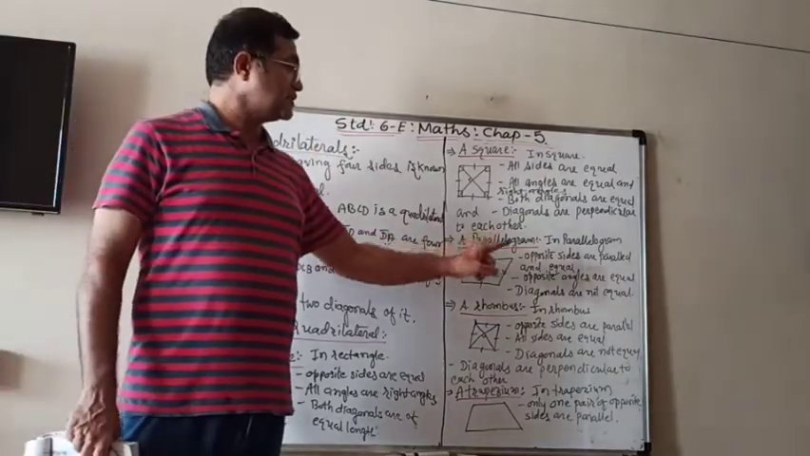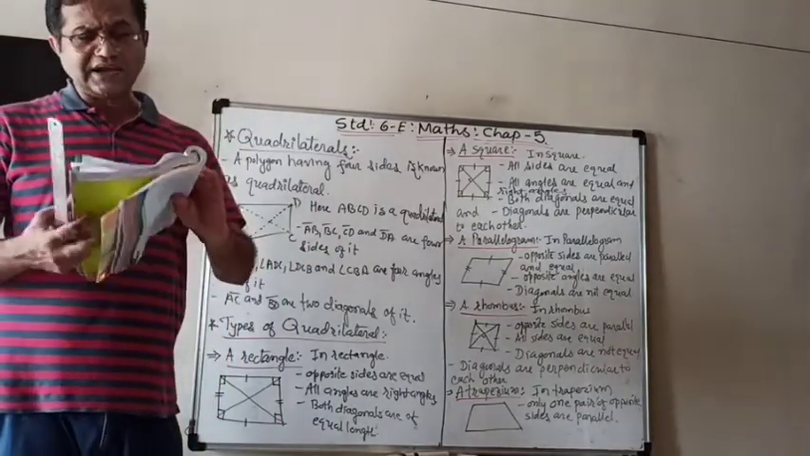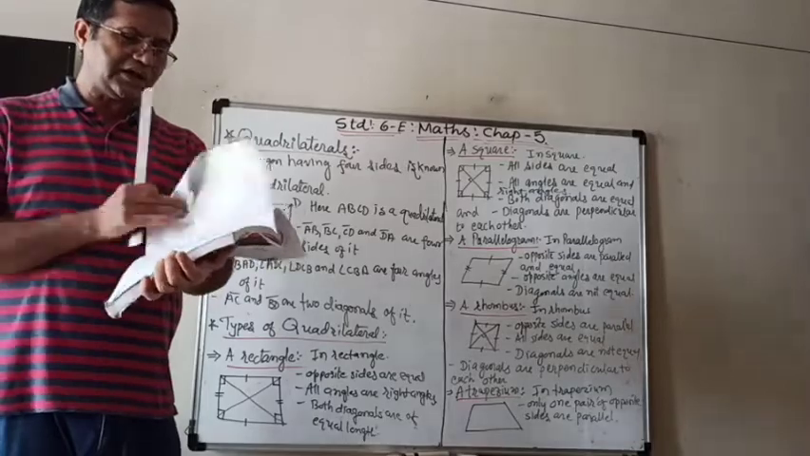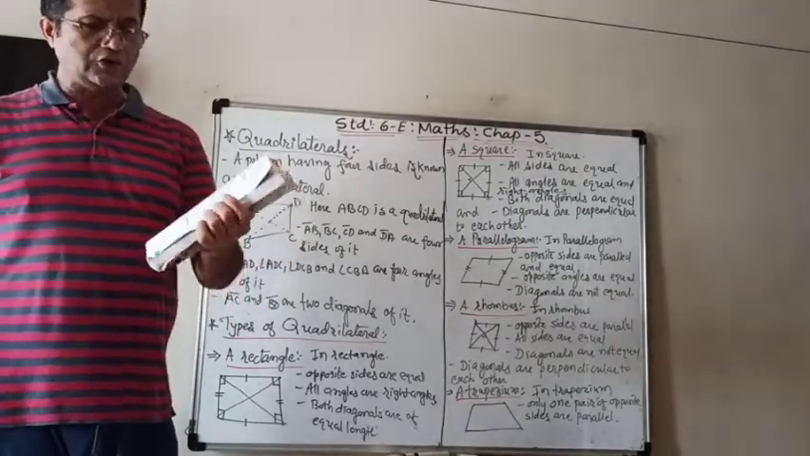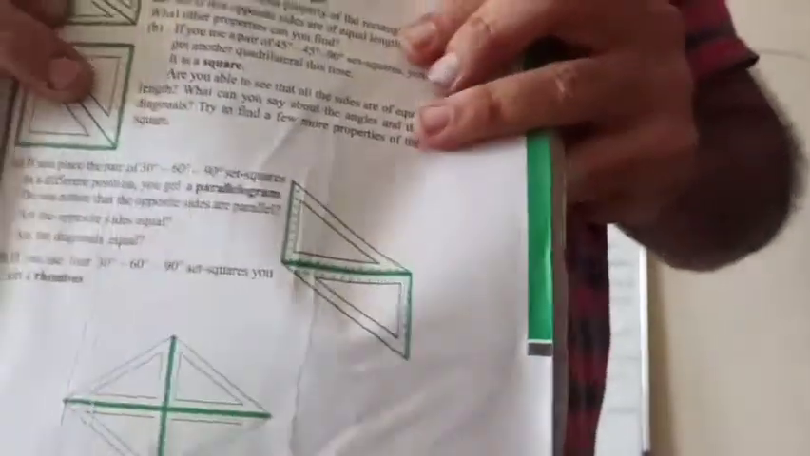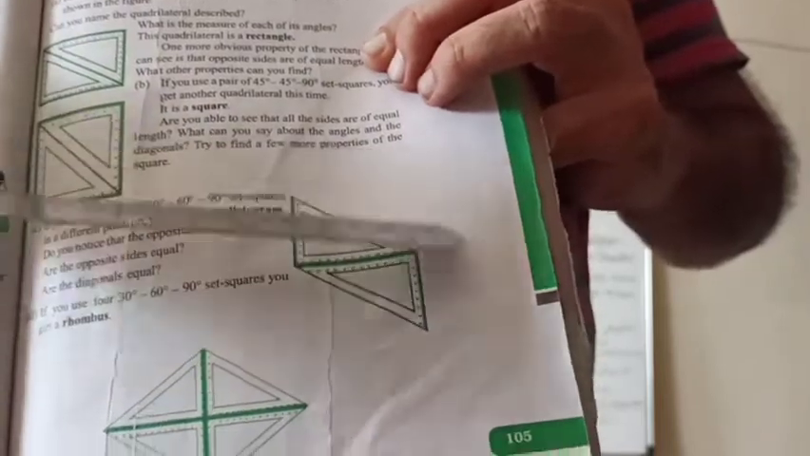Then the other is the parallelogram. To understand the parallelogram, we have to arrange the set squares a little differently. You have to put the other sides together like shown in this figure. Then you can see that the opposite sides are parallel and equal also.